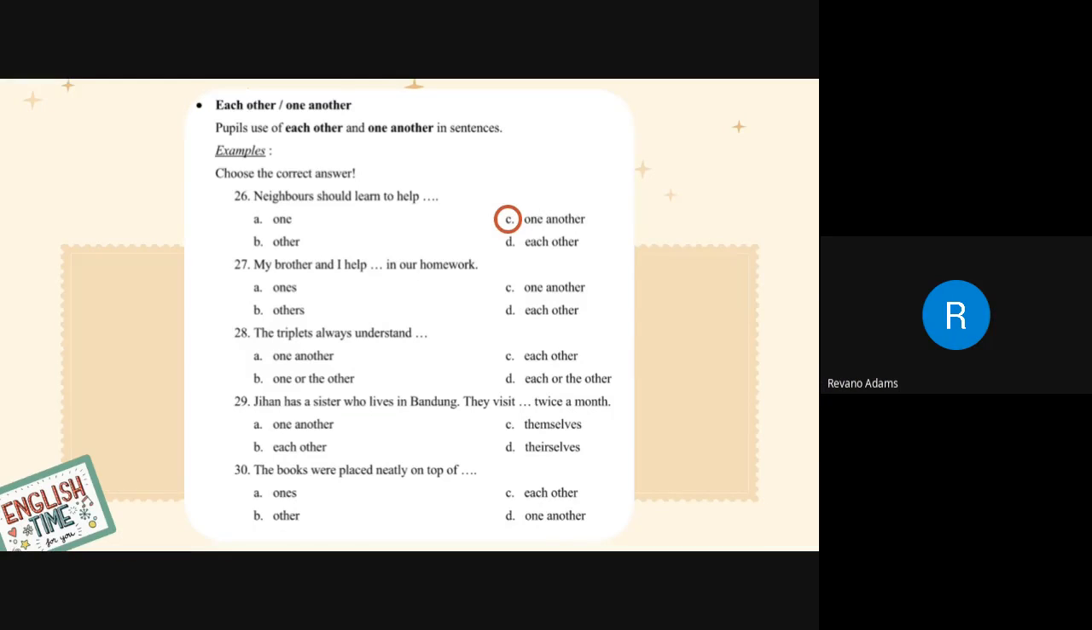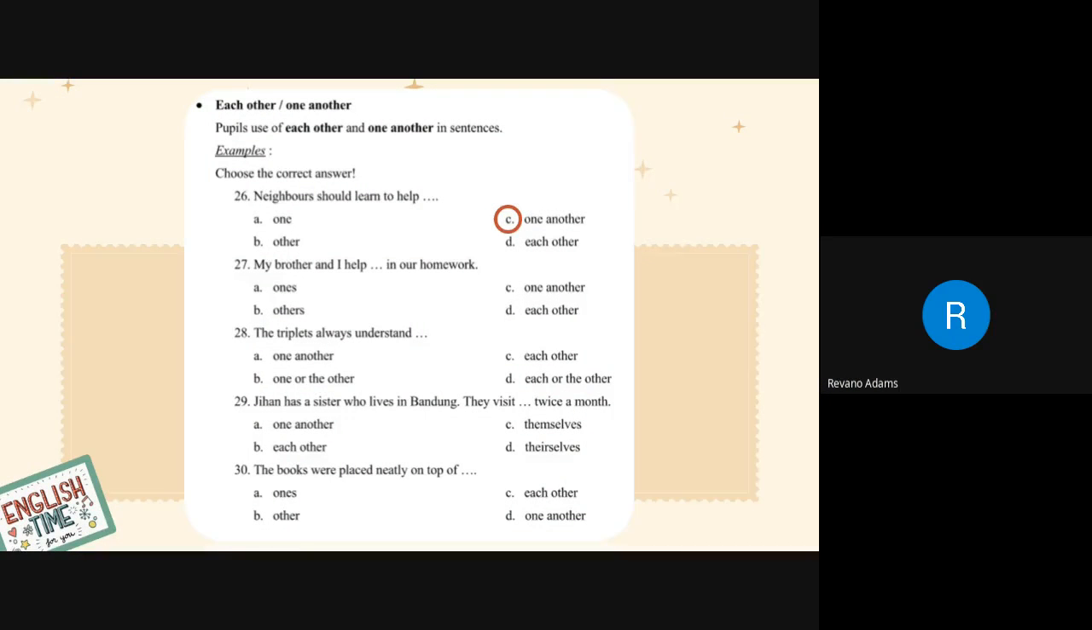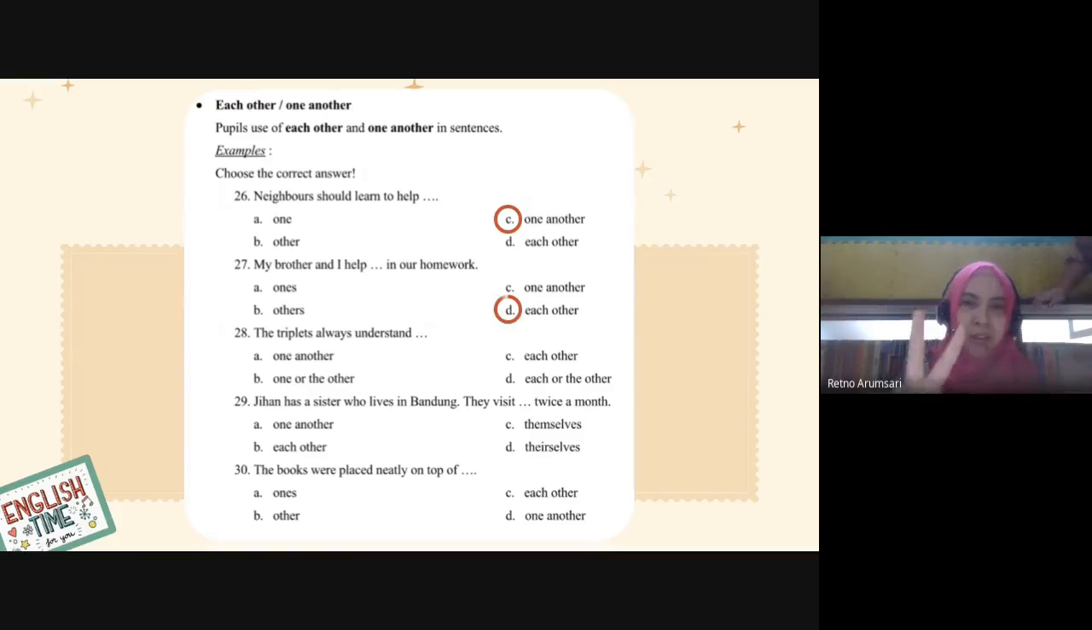Number 27. My brother and I help each other in our homework. Yes, help each other. There are only two people, my brother and I. Okay, good. Thank you. Next, let's go to Rifat. Number 28.